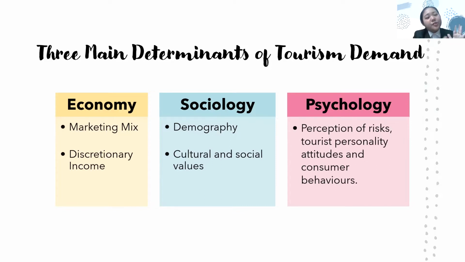And next, for discretionary income, when a person's income increases, their demand will definitely increase because they can consume more and spend more. So next, for sociology, it includes demography and also the cultural and social values or perception.